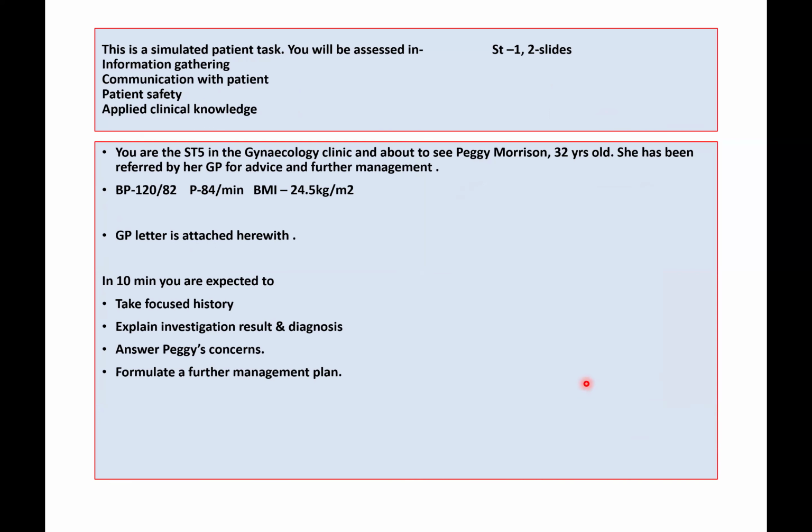You all should have a paper and a pencil. Even if you know the scenario, please write down the important points: patient's name, age, BMI, what your task is in 10 minutes, and the domains in which you will be tested. Okay.